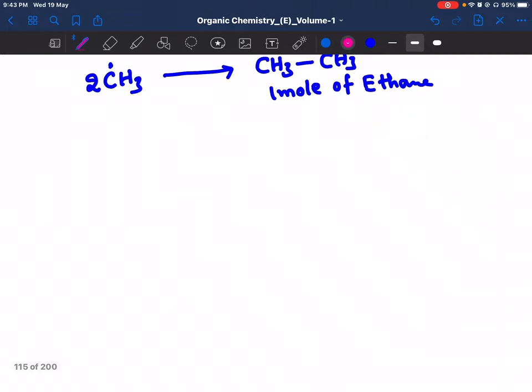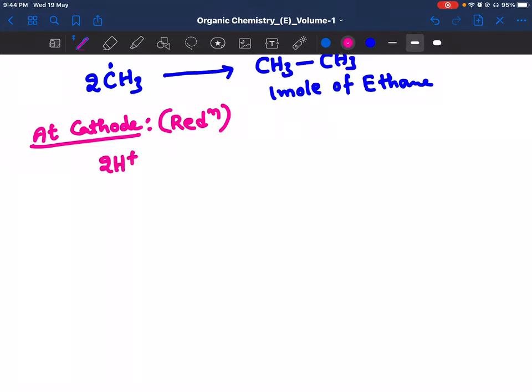At the cathode, what is there? Na plus and H plus. At the cathode, which reaction takes place? Reduction takes place. If I take H plus and Na plus, according to electrochemistry, H plus easily undergoes reduction compared to Na plus. So two H plus ions move towards the cathode, take two electrons, undergo reduction and give hydrogen gas. So it produces 1 mole of hydrogen gas.